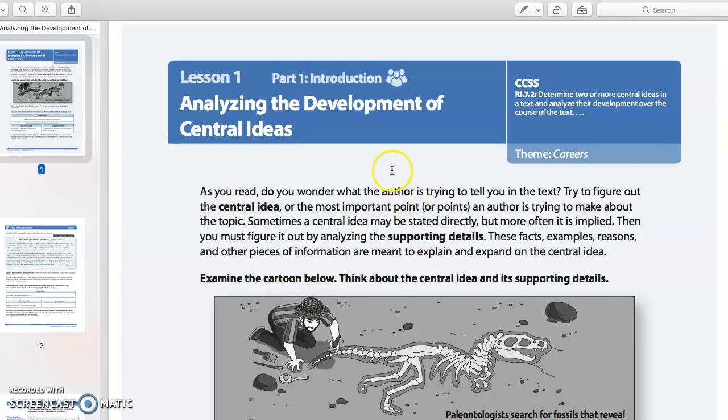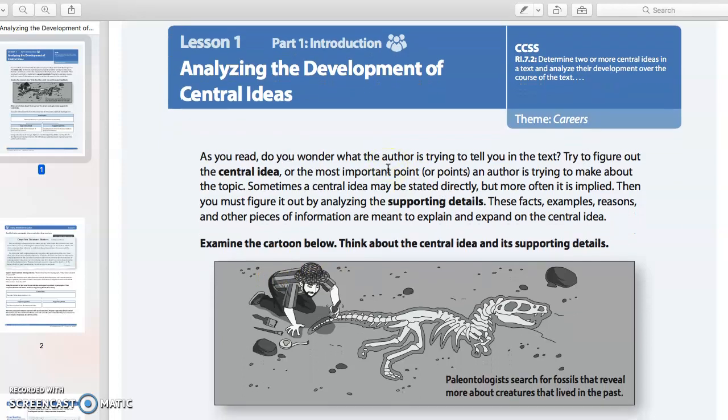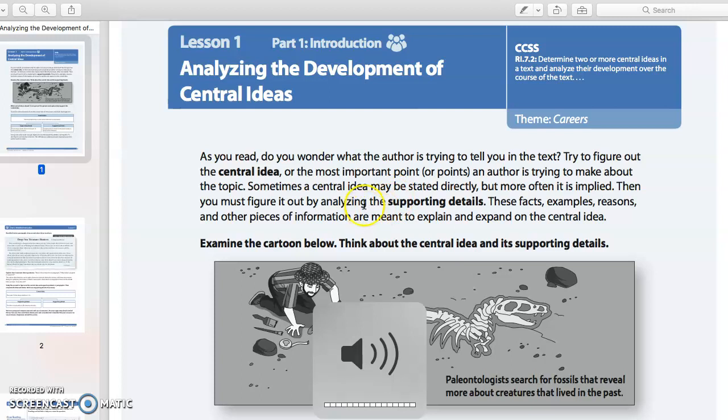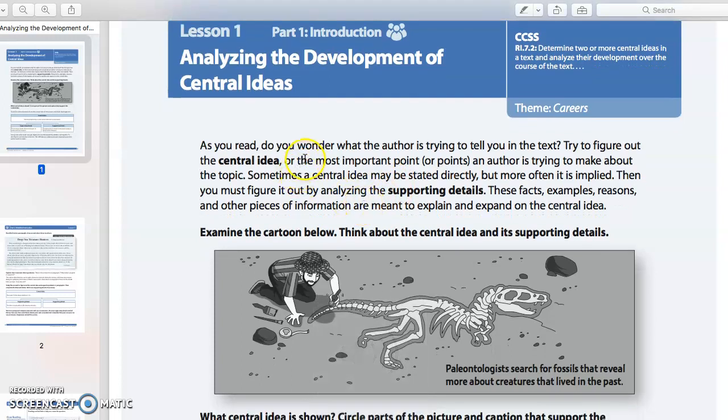Okay, 7th grade, here's our first lesson. We're analyzing the development of central ideas. So it's basically, what is the author trying to tell you? What is the main idea? They might just not come out and say it. Sometimes it's the first sentence, last sentence, or even in the title. But you're just trying to figure out, what is the most important idea? What do they want me to learn from what I'm reading?